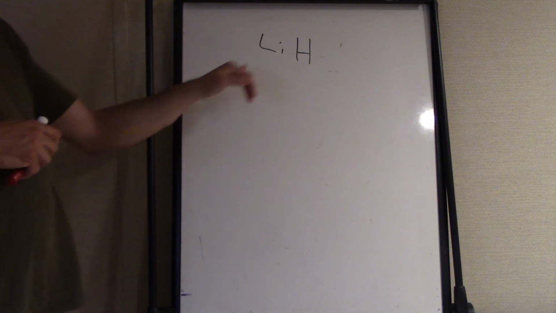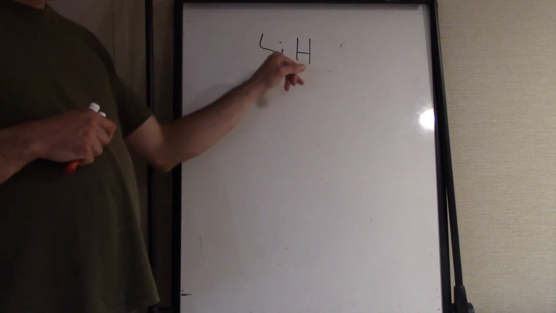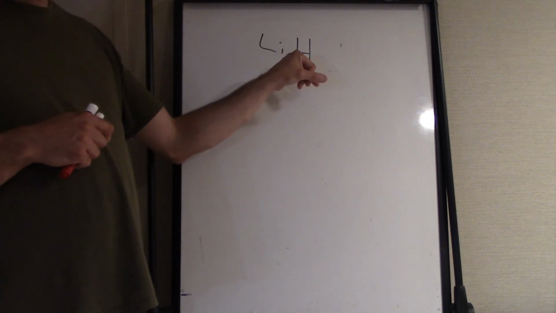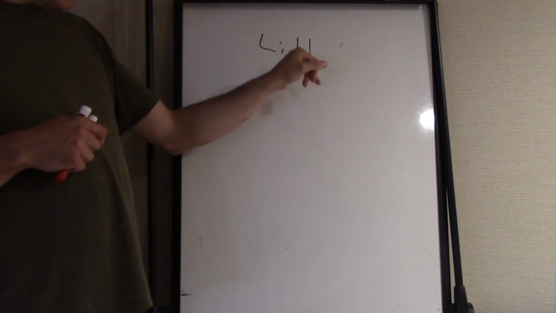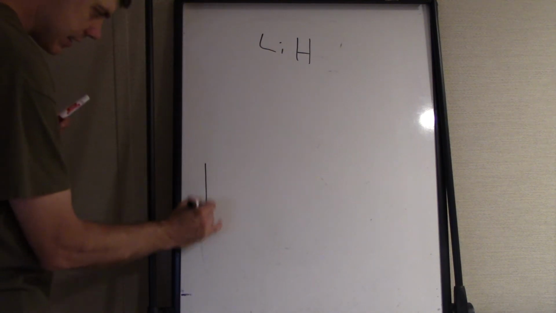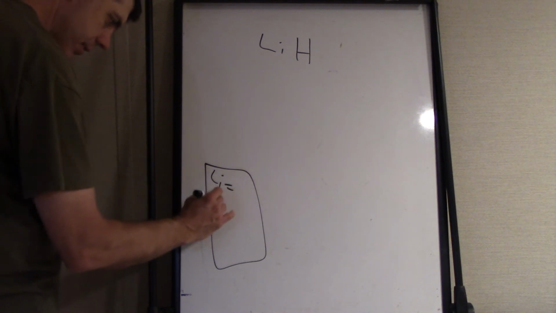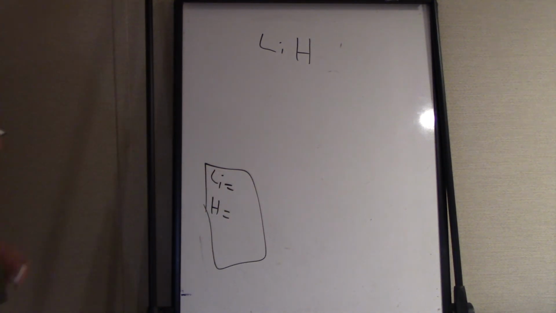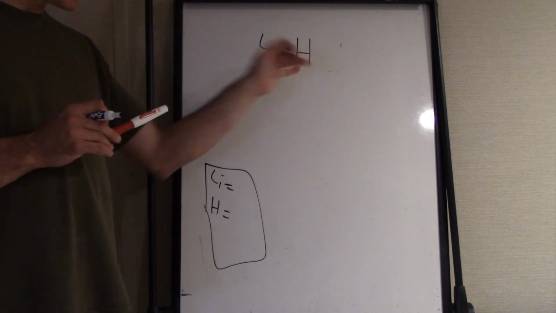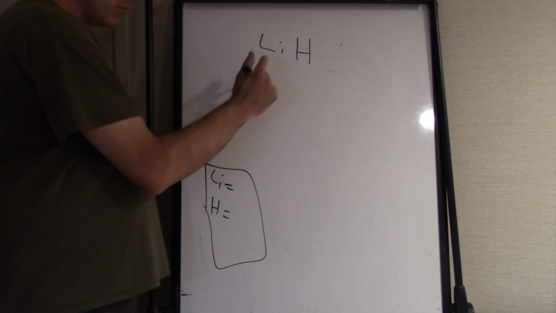If we look at this, lithium's a metal, hydrogen's definitely a non-metal. So whenever you have a metal and a non-metal, what type of compound do you have? Well, that type of compound is going to be an ionic compound. So we're looking at our oxidation number for lithium, oxidation number for hydrogen. So it's going to be an ionic compound. Well, lithium's in group 1A.